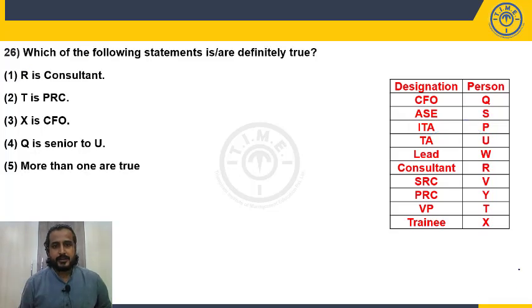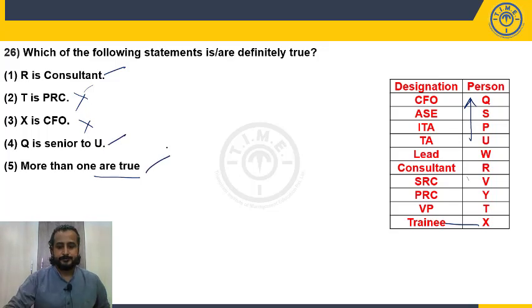Which of the following statements is definitely true? R is consultant? Yes, true. But more than 1 or 2 is there, so I need to check. T is PRC? No. X is CFO? No. Q is senior to U? Yes, Q is senior to U. So more than 1 are true.